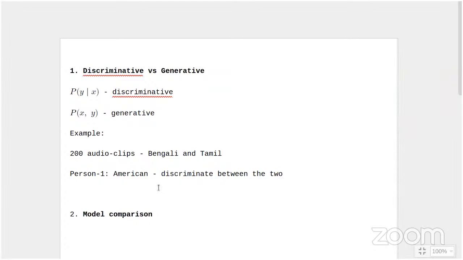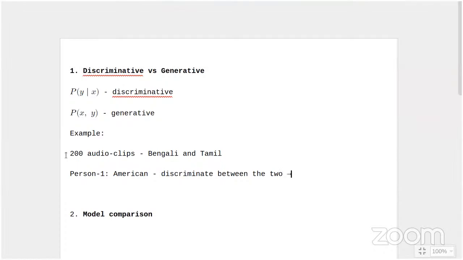This American need not know the two languages, but somehow, after listening to 200 audio clips, if you give him a 201st audio clip, he'll probably be able to distinguish between the two. He may not give tags to them properly, but he'll say that this is this category, this is that category, right?